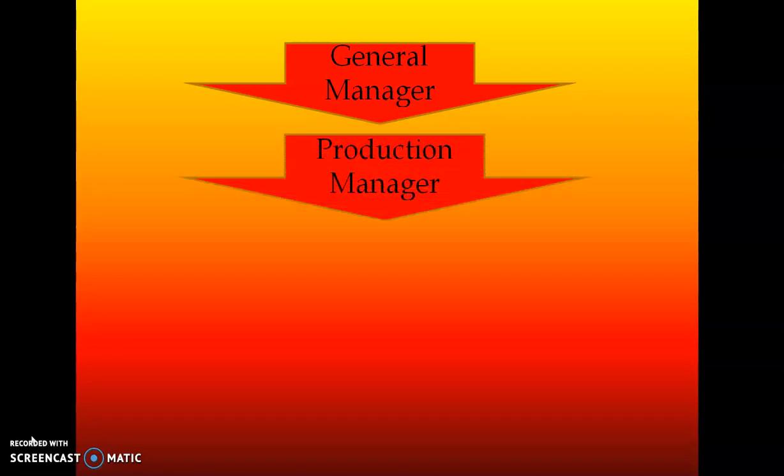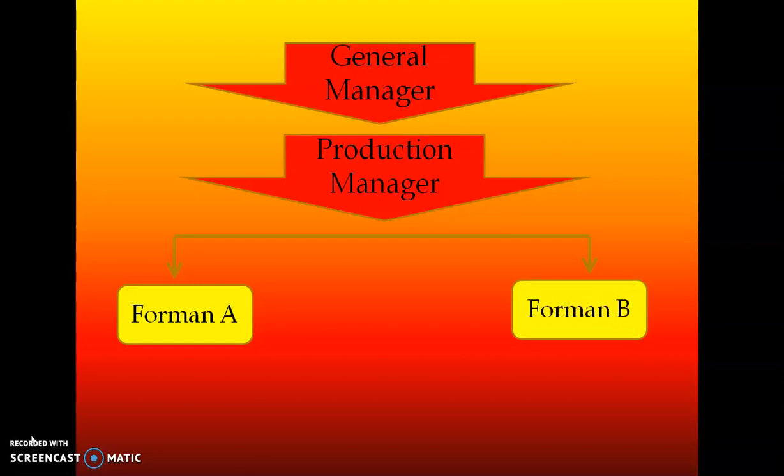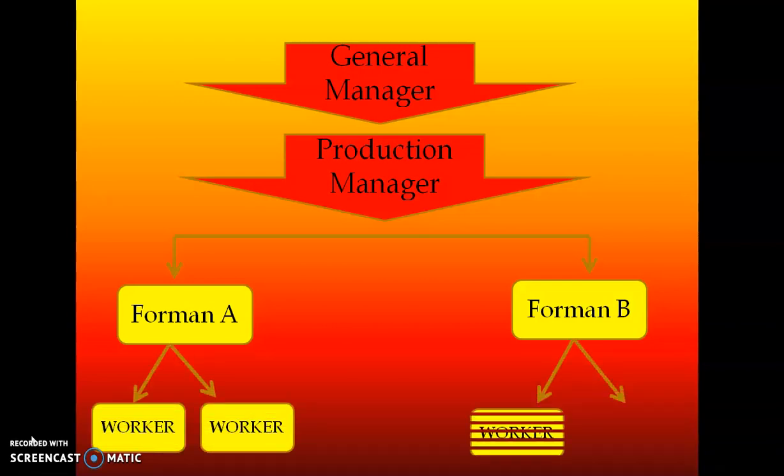So here's the structure. The very first, general manager. At the top level, we have the general manager. Then there's a production manager. It's in a line. Then the production manager has foreman A, foreman B. There may be one foreman also, doesn't matter, 1, 2, 3, but it will be in a line form. Then there will be workers under foreman A, workers under foreman B. It's pure line organizational structure.